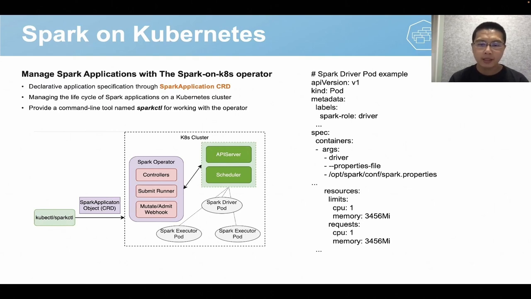The Spark applications have two types of pods, driver pod and executor pod. Spark application first creates driver pod, and then driver pod creates a batch of executor pods. The executor pod completes the task.